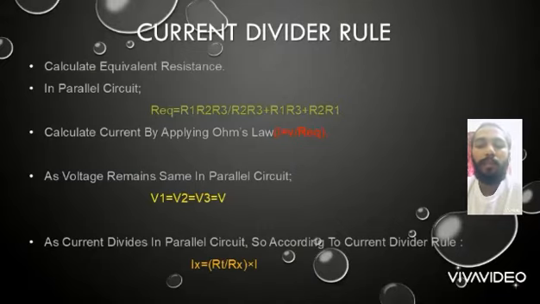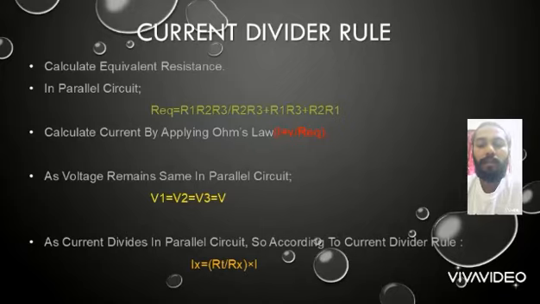Okay, next we will see the current divider rule. The current divider rule calculates the equivalent resistance in a parallel circuit. So the formula is quite different from the voltage divider rule. So for this, R equivalent is R1 times R2 times R3 over R1 times R2 plus R2 times R3 plus R3 times R1.